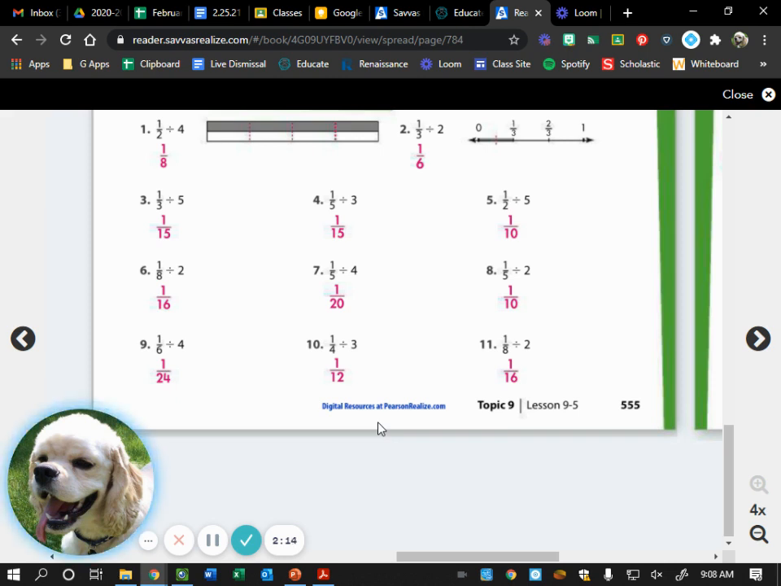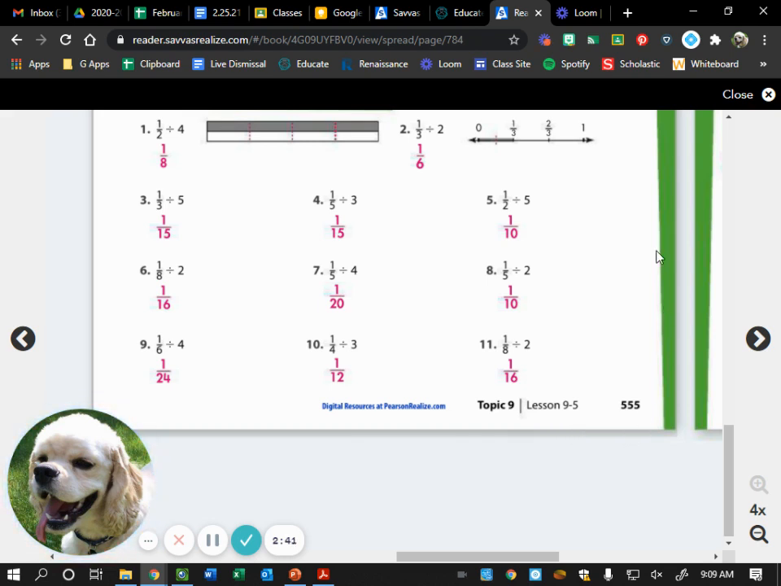Awesome work, 5th grade. And then finally, number 11 for this page. The whole number 2, we would change that to 2 over 1. 1/8 would stay the same. We would keep it, change our division symbol to multiplication, and we would flip 2 over 1 to 1 over 2. 1 times 1 is 1. 8 times 2 is 16 for 1/16. Give me a thumbs up if you got number 11 correct.